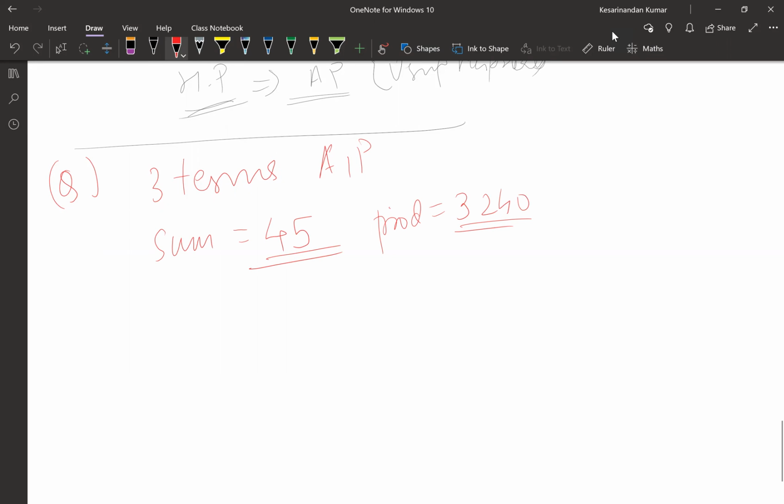I hope everybody has understood the question. There are three terms. They are present in arithmetic progression. The sum is 45 and the difference is 3240. Please identify the terms. Product or difference? My bad. I keep saying difference. The product.